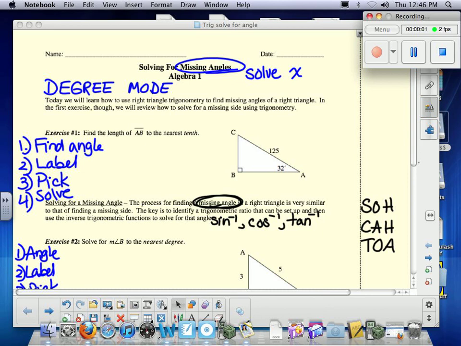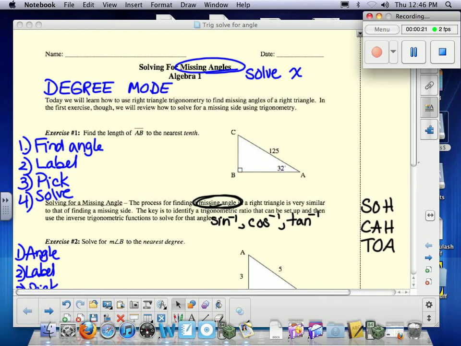Here we go. We're going to solve today for missing angles. It's the same kind of stuff we did yesterday, but all of your x's this time that you're going to be solving for are going to be angles. So we're going to be looking at sine⁻¹, cosine⁻¹, tangent⁻¹ for today's homework, okay?